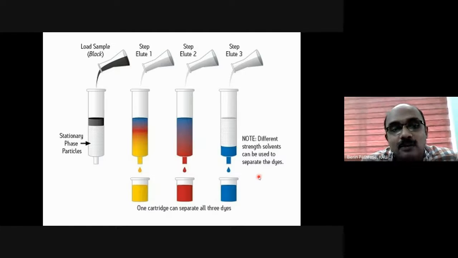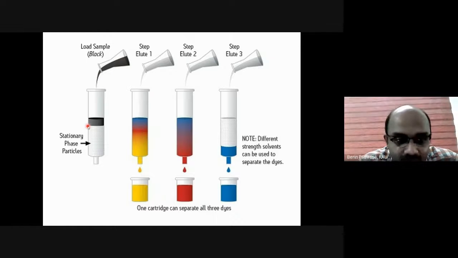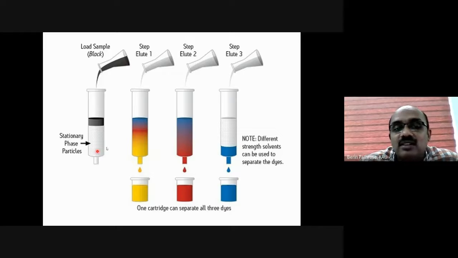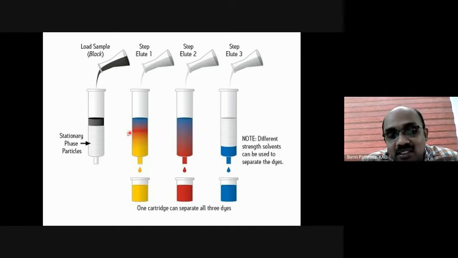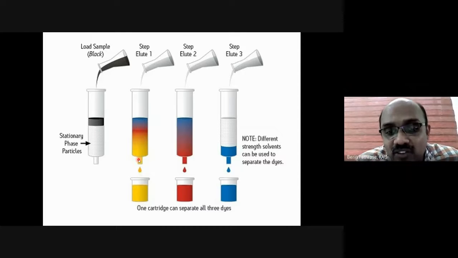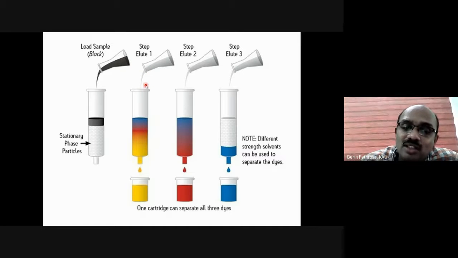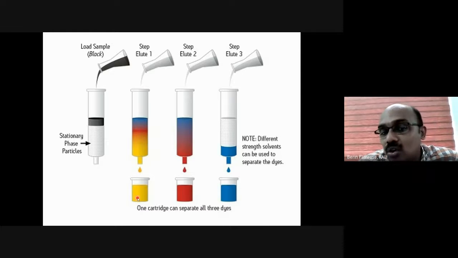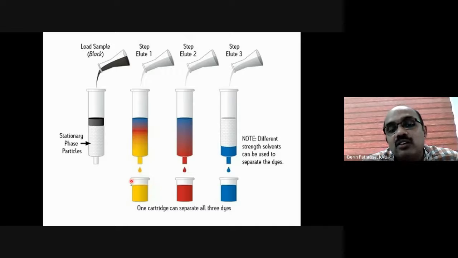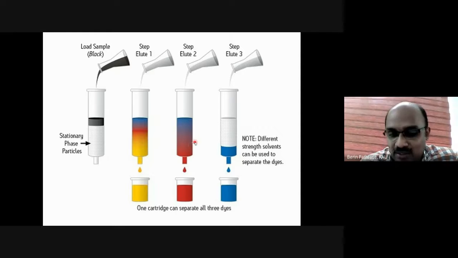These are all the same picture. See, this is a sample which is black in color. Black means it is a mixture of several colors. So this is the stationary phase. Depending upon the affinity of each color to the stationary phase, yellow has the least affinity. So if you add solvent over it, it will easily move through because it is not at all adsorbed onto the stationary phase. So first we will collect the yellow.